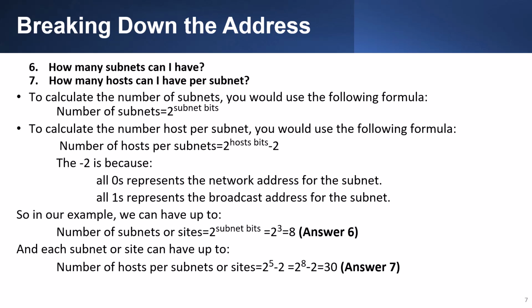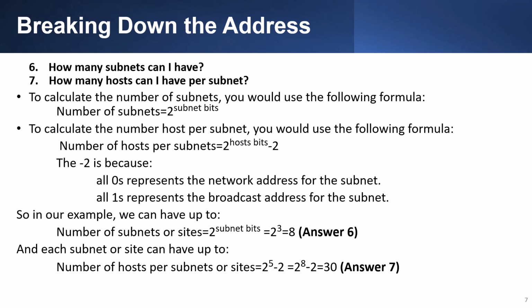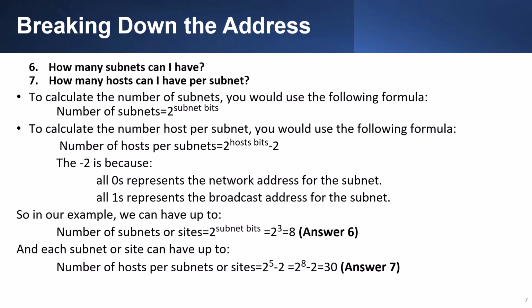address for the subnet. So in our example, we can have up to number of subnets or sites, 2 to the subnet bits equals 2 to the third power equals 8, which is answer 6. And each subnet or site can have up to number of hosts per subnet, 2 to the fifth minus 2 equals 32 minus 2 equals 30, which is answer 7.